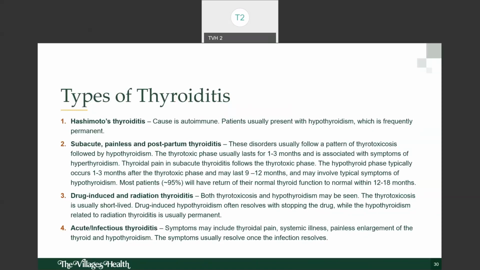So you can see the variation of different types of thyroiditis that some may experience. Some of them are permanent, some of them can be resolved, but it's a big range that one can experience with the inflammation within the thyroid gland.